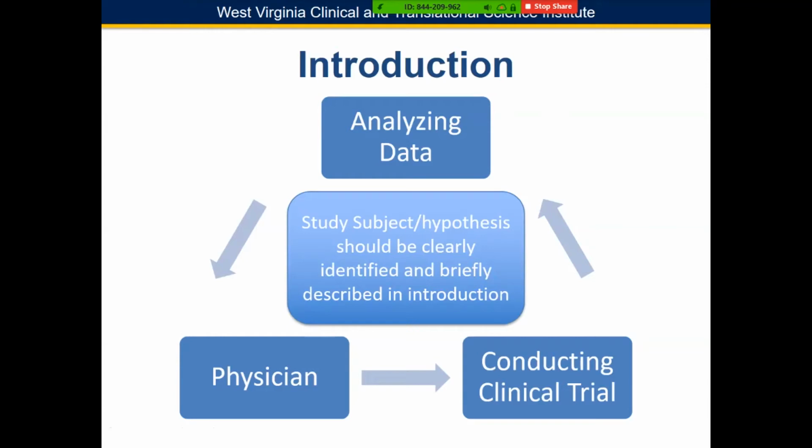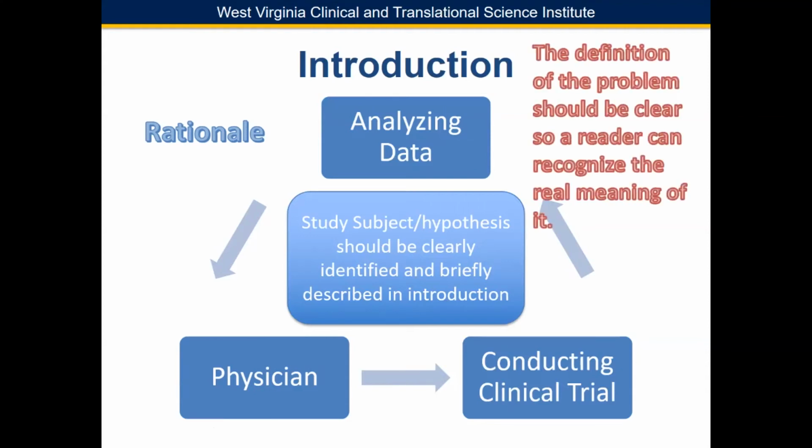So, analyzing that data. I do have arrows here on purpose because this might take a couple rounds to go through. Maybe when you get to analyzing data, you realize that you collected data that you don't need. So instead of having the patient go through a test that they don't need to do, go back and rewrite your protocol. Just making sure that you're really thinking about it, because you want the rationale, right? You want to understand what is the underlying intervention that you're looking to obtain. The definition of the problem should be clear so a reader can recognize the real meaning of it.